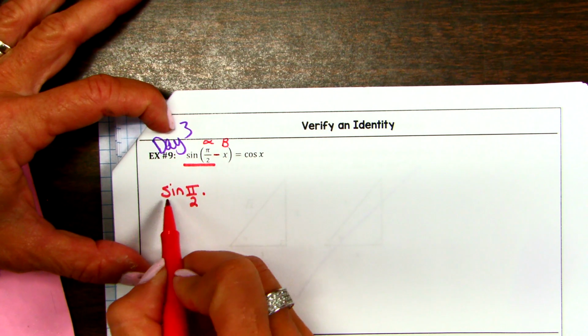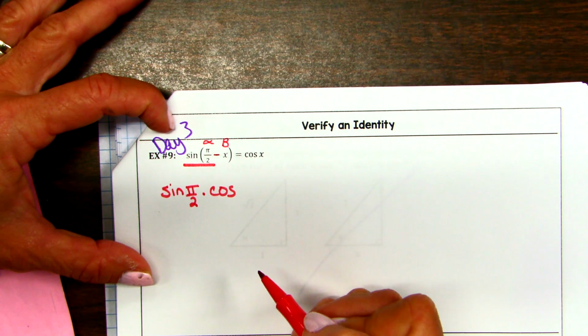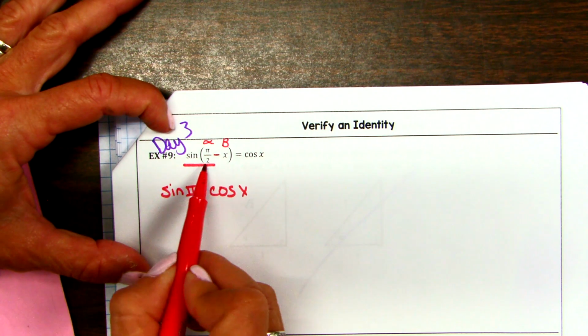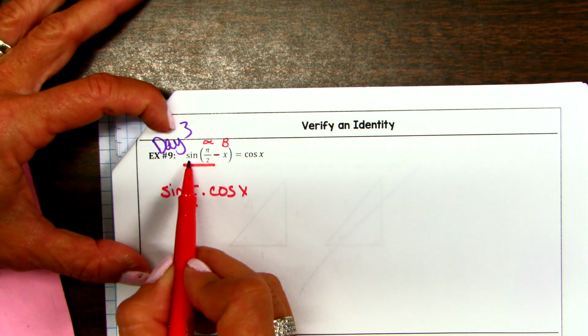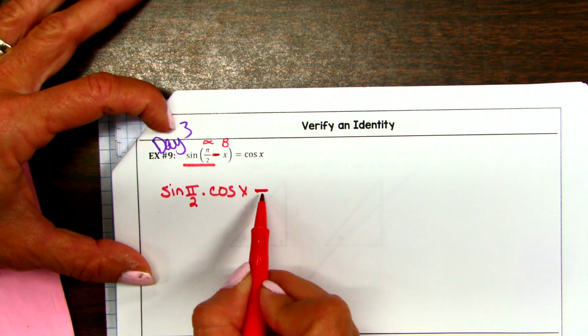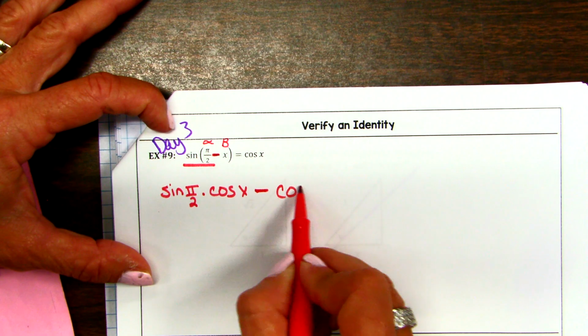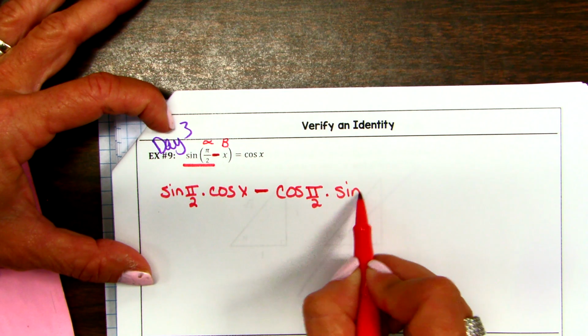And sine is social, so I'll use cosine, and then beta. Remember, it's always in that order, alpha, beta. In the problem, as we expand it, for sine, we keep the same sign. So since there was a subtraction here, we keep a subtraction sign. And then we start with cosine pi over 2 sine of x.